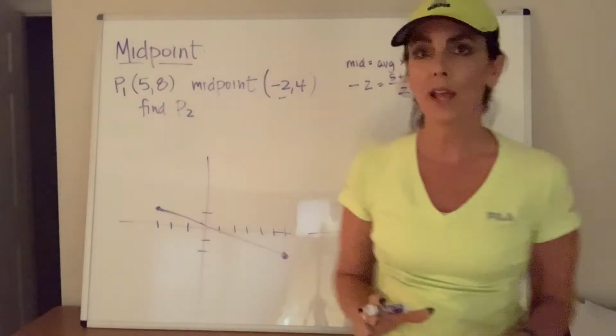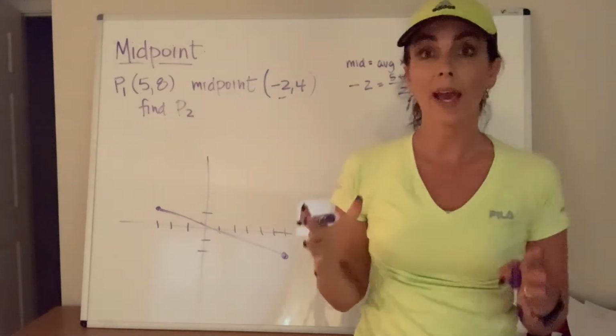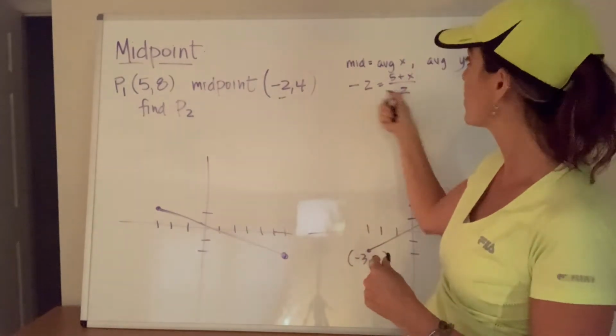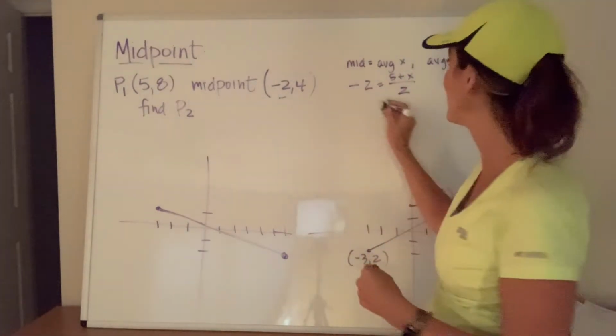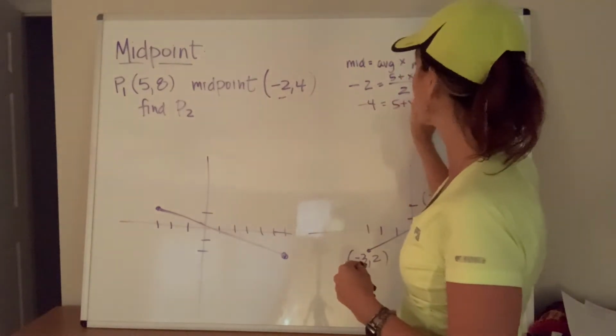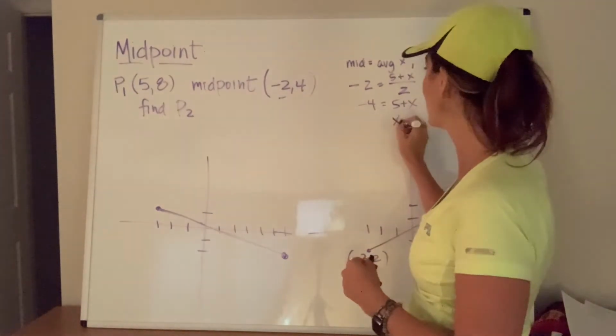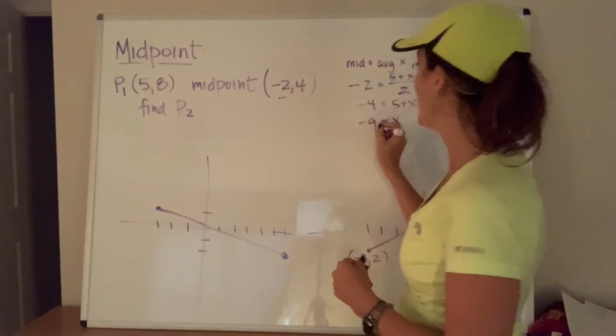And so I want to actually solve for this x value. So you're going to use your math algebra skills. You're going to multiply both sides of this equation by 2, and we'd say that's -4 is equal to 5 plus x. And then I can subtract the 5 to the other side and say x is equal to -9.